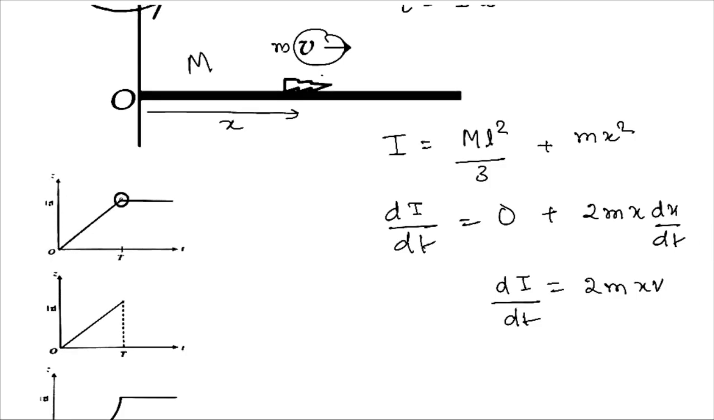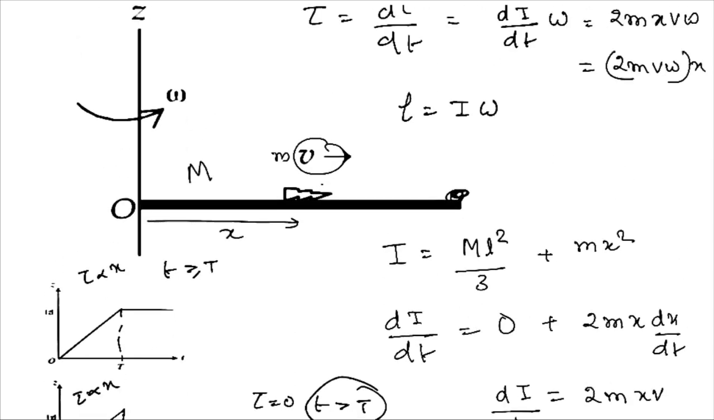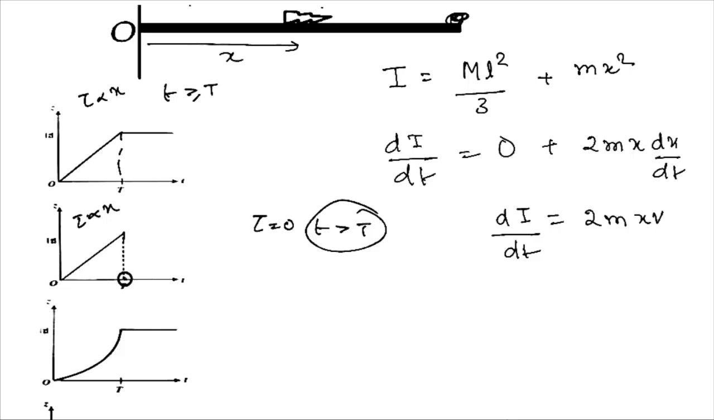So if you see in these two, the torque is directly proportional to x from 0 to T. But in this one, there is torque after t equals capital T, right? But the torque is 0 after t equals capital T, because after that the insect reaches here and the moment of inertia stops changing. So if the moment of inertia doesn't change, then torque will be 0. So after this, the torque will be 0. So B option will be the correct one.